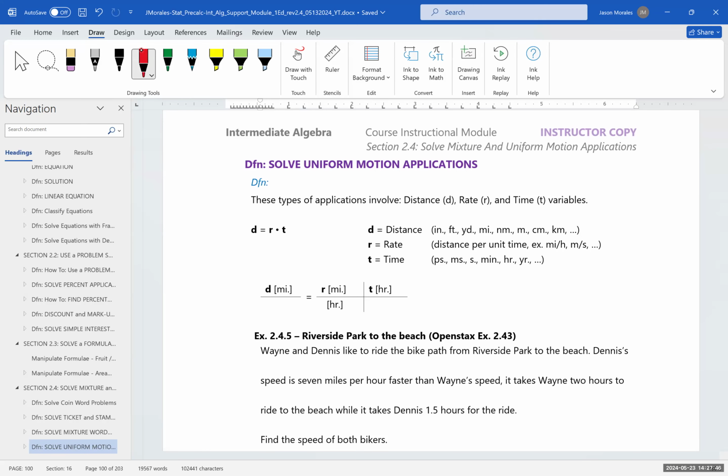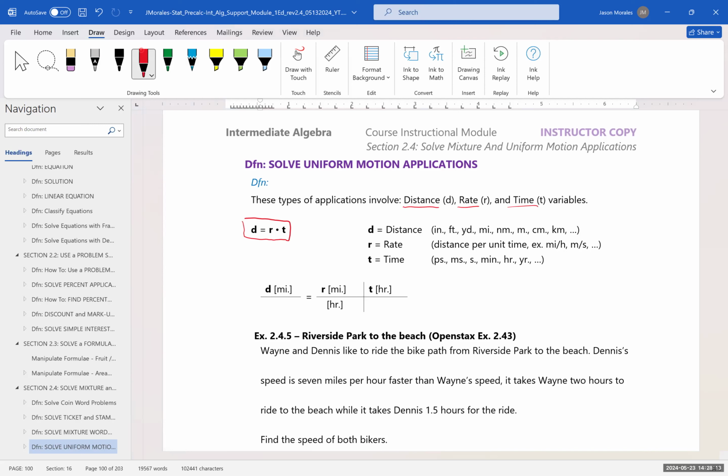Okay, so the next type of word problems we're going to look at is solving uniform motion applications. These types of applications involve distance, rate, and time variables. And so this is the relation between distance, rate, and time. So distance is equal to rate times time.